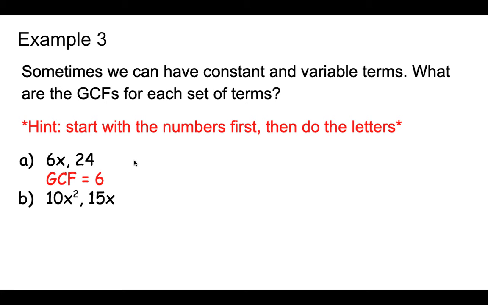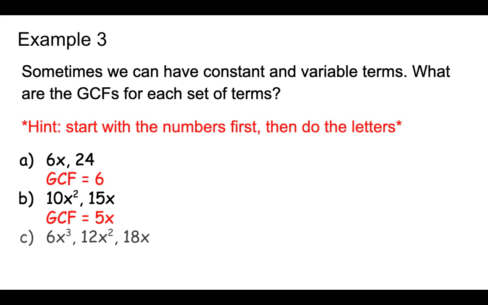What about 10x squared and 15x? So first, look at your numbers. So 10 and 15, well, the greatest common factor there is going to be 5. 5 is the biggest number that can divide into both 10 and 15 equally. Now, we've got x squared here and x here. So you're going to pick out the x with the lowest exponent, and it's going to be part of the greatest common factor. So we had the number 5 and the letter x. And so our greatest common factor is 5x.